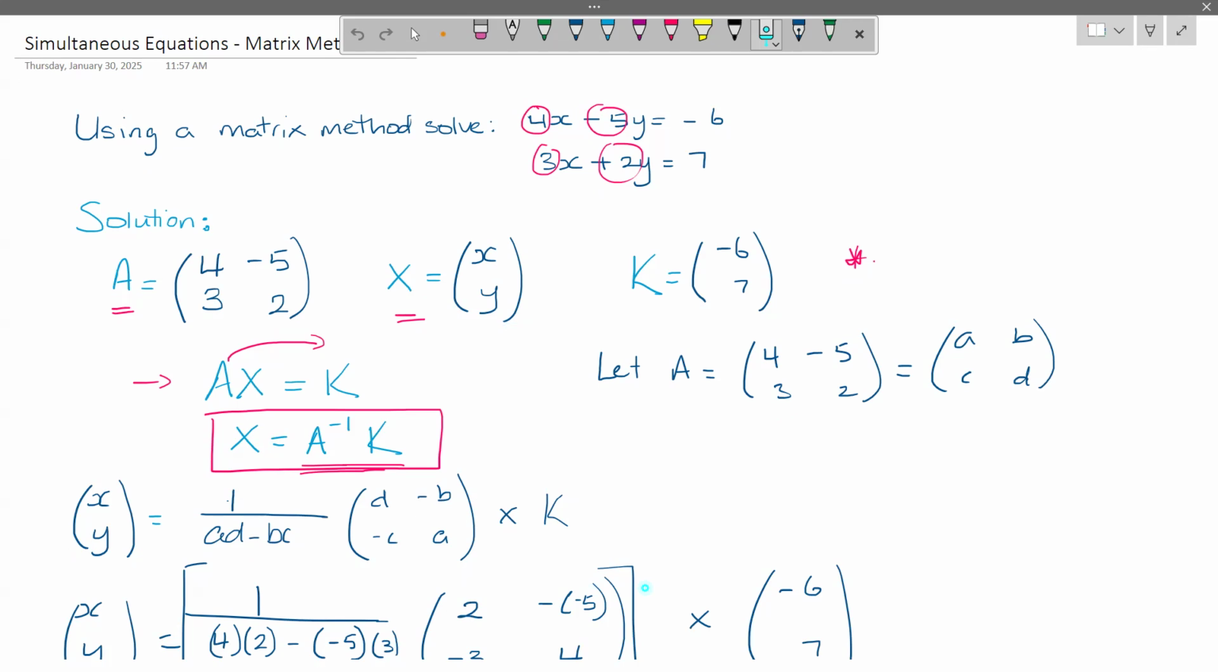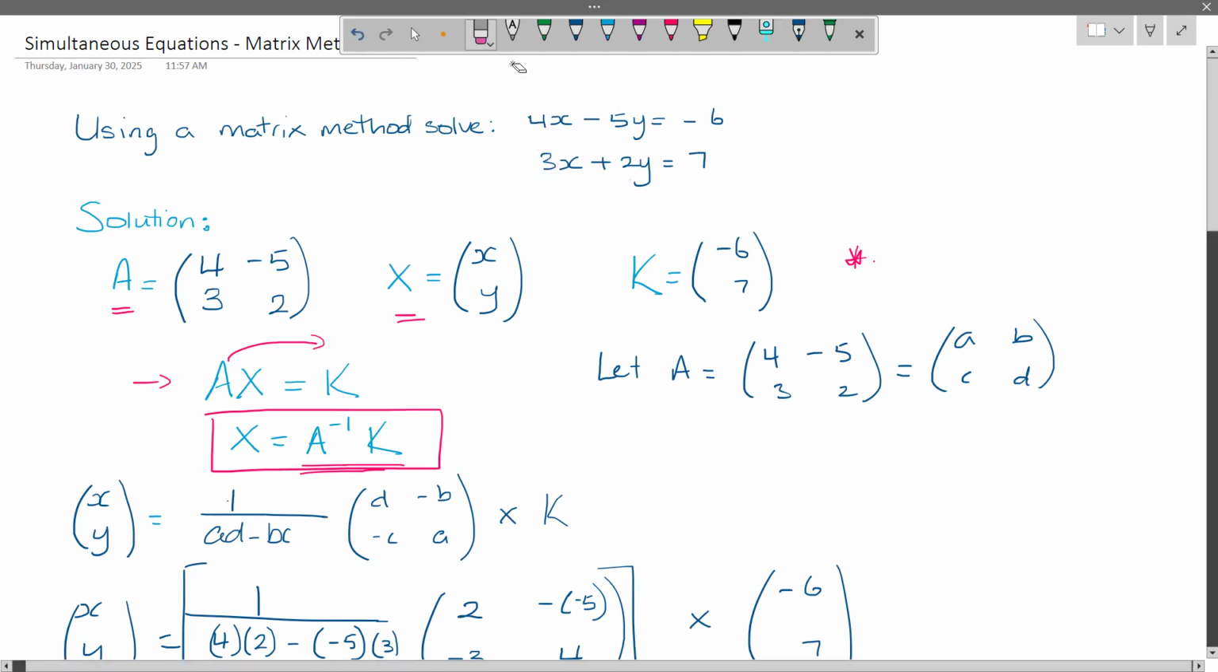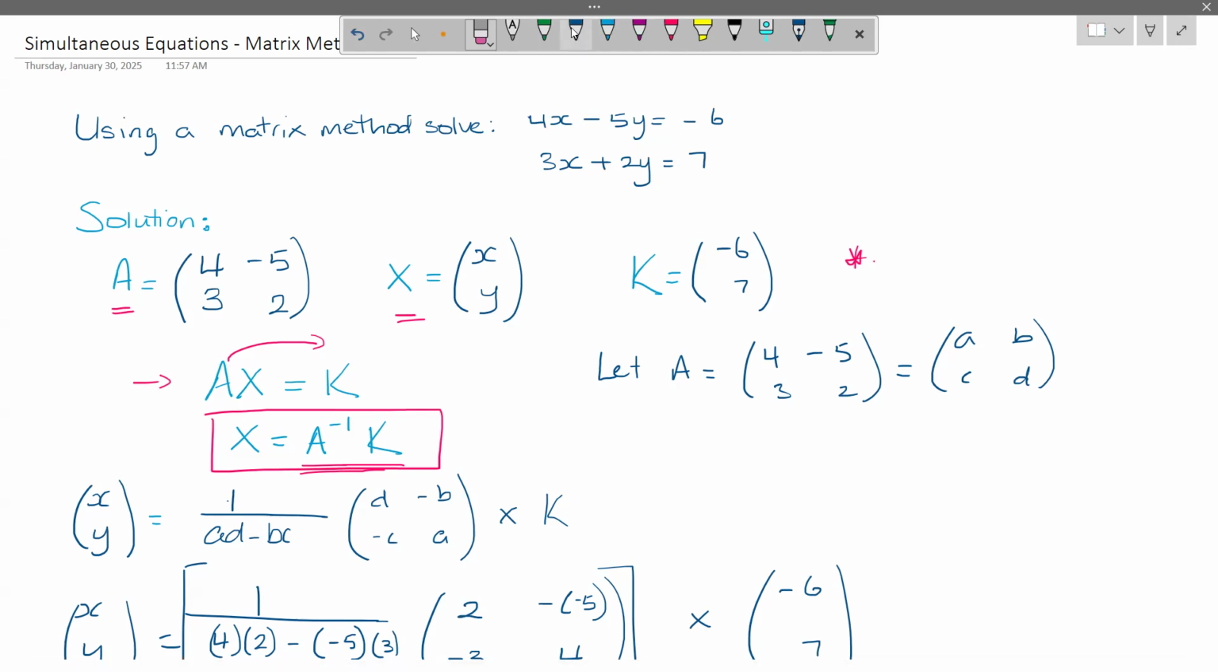Now, in this form, the two simultaneous equations are formed by the product of A by x, right? So when we multiply 4, -5, 3, 2 by x, y, this is how we get our left-hand side of the equation. And that is equal to -6, 7. That's the right-hand side of the equation, right? So Ax is equal to K. That's basically what these two equations are.